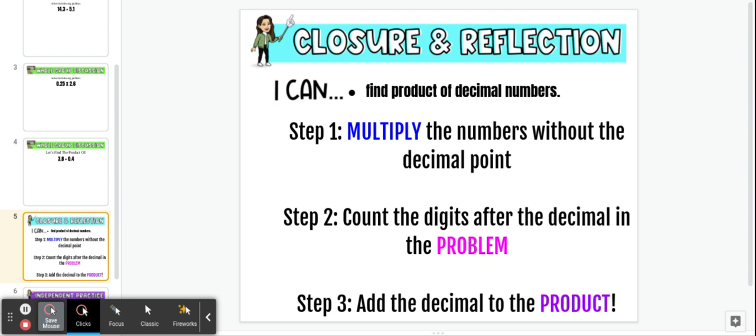So remember, when you are multiplying decimals, we multiply the numbers without the decimal point as if they were whole numbers. Then we count the digits after the decimal in the problem. And then we can start at the end and add that decimal back into the answer to get your final answer.